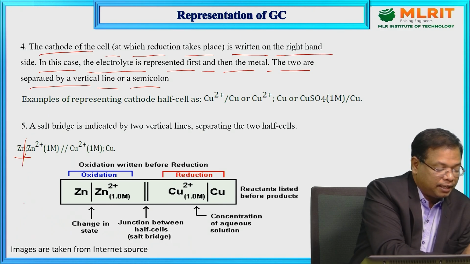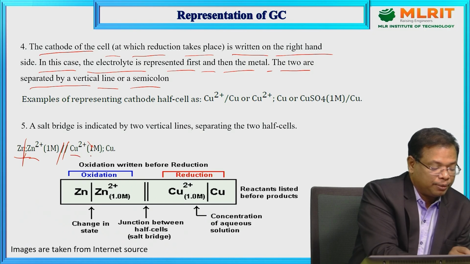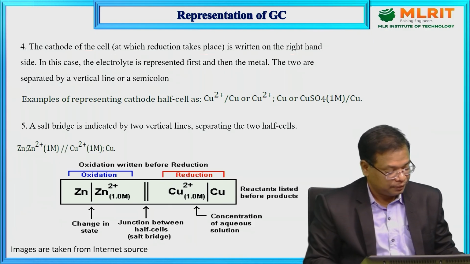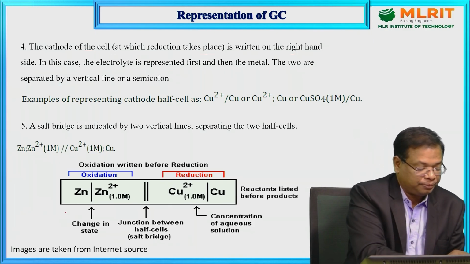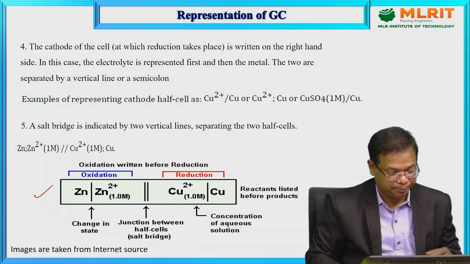Zn semicolon or line Zn2+ 1 molar solution, salt bridge with the two lines, Cu2+ 1 molar solution, semicolon or one line Cu. This is the representation. This is the overall view of the galvanic cell representation.